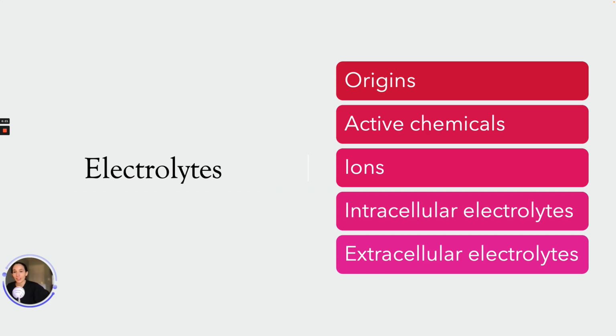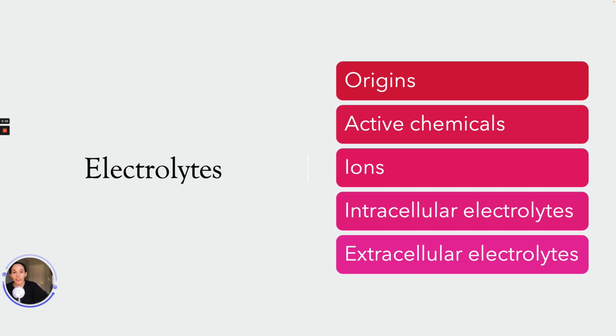So let's talk about electrolytes. An electrolyte is a substance that will dissociate into ions when dissolved in water. They are found in forms of inorganic salts, acids, and bases. The active chemicals in electrolyte concentrations are measured according to their chemical activity and expressed as milliequivalents. Each chemical element has an electrical charge known as an ion, which can be positive or negative.